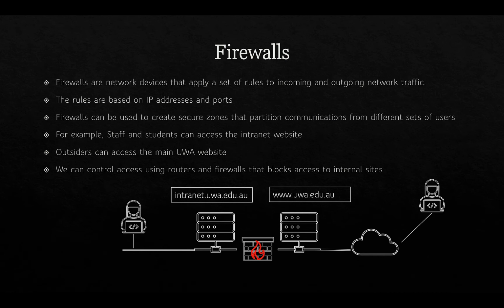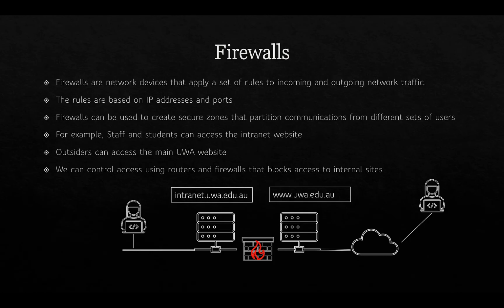That's all done with the firewall, and that's illustrated in this diagram where we have the firewall here, we have the server that is running the intranet that users within our network can access, and then we have the main website which users outside the network going via the internet can access directly as well. And we do that through a firewall.